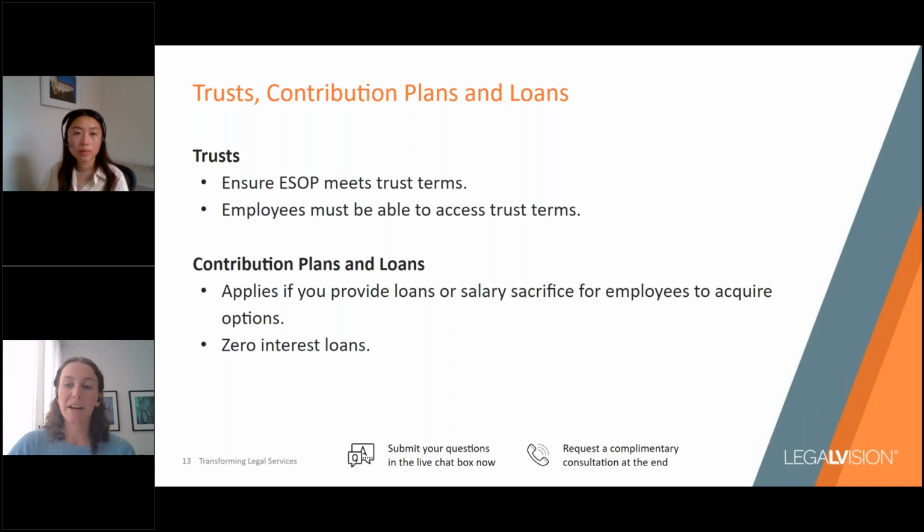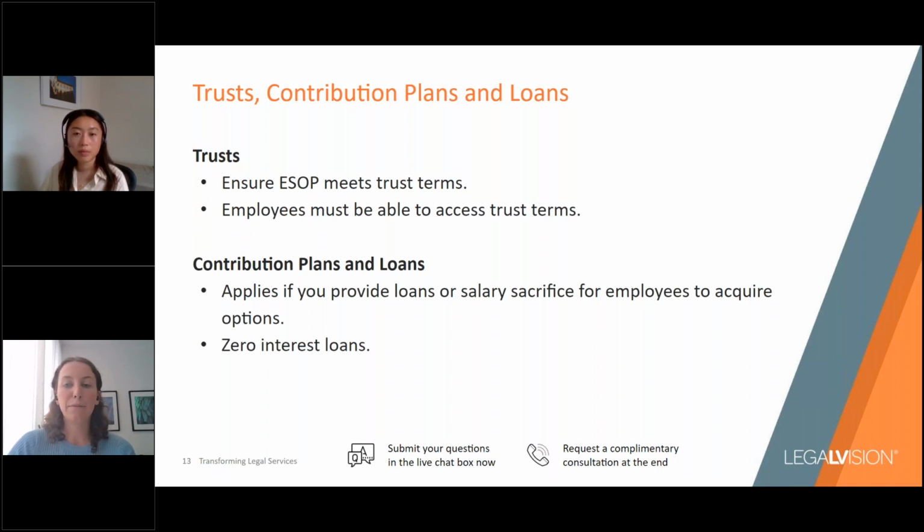And it will be necessary to ensure that the terms of the trust deed for the relevant trust meet certain requirements under the Act, including limitations on the activities that the trustee can undertake and the types of fees that the trustee is able to charge. The employees also need to be able to access the terms of the relevant trust deed.